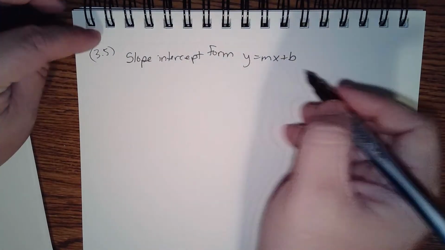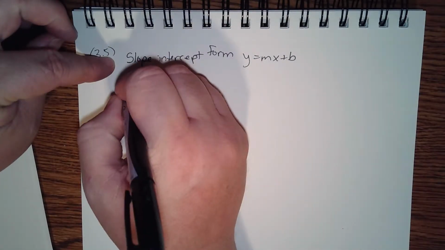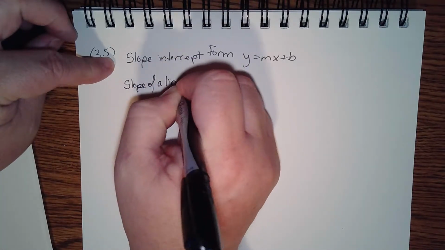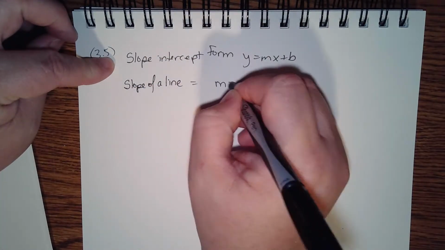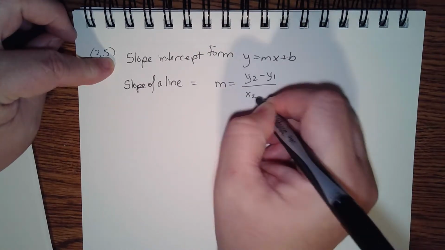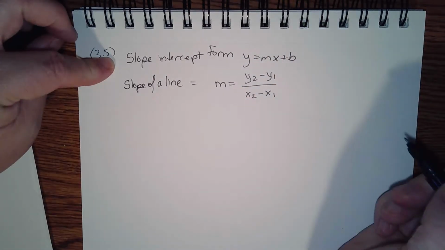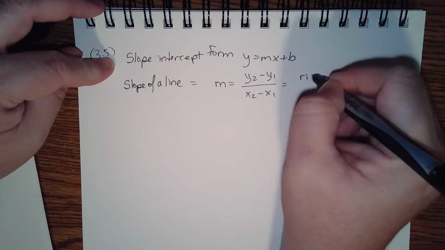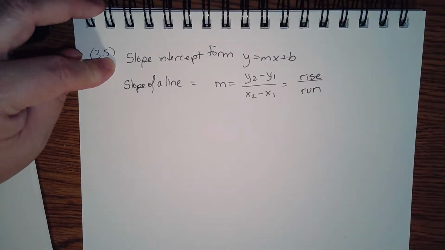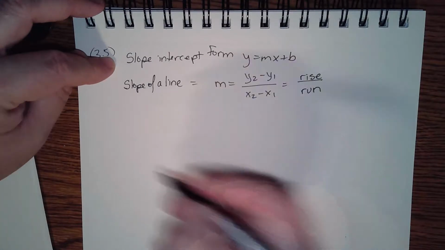Slope-intercept form is this. The other one is called the slope of a line, which looks like this: m equals y2 minus y1 over x2 minus x1. And this equates to rise over run. So when you hear me talk about rise over run, remember that indicates slope. Slope can be read in several different ways. It can be read in an equation.